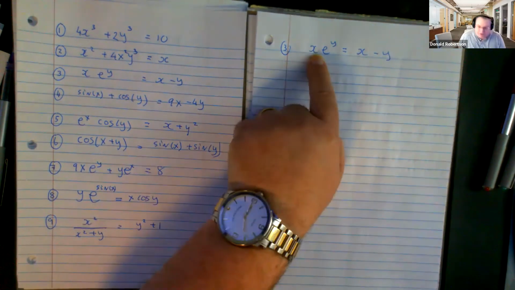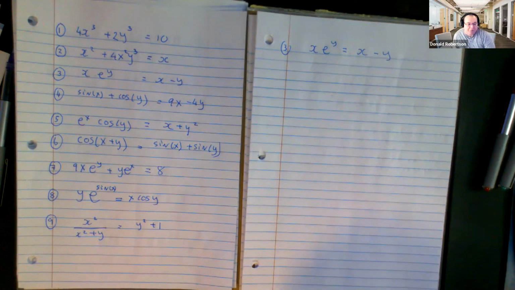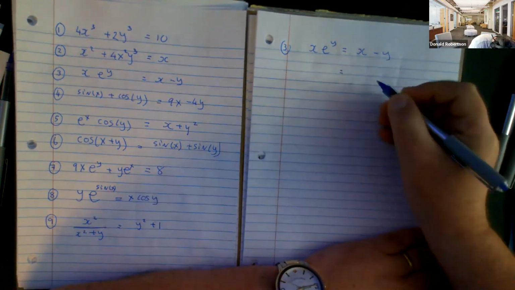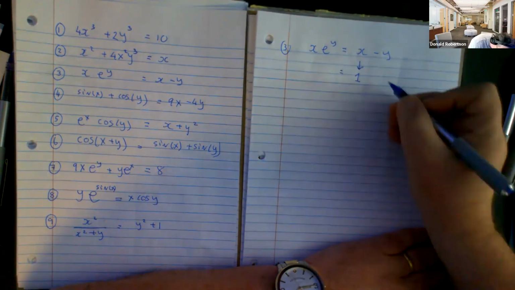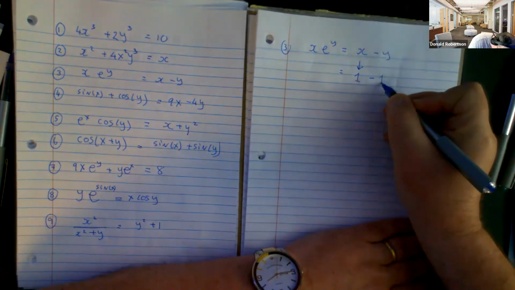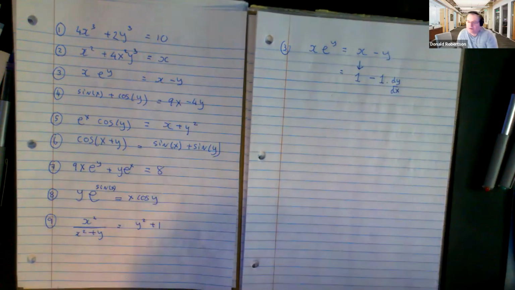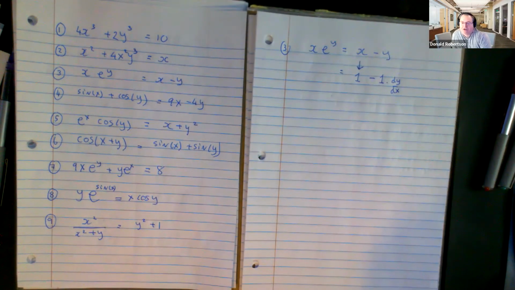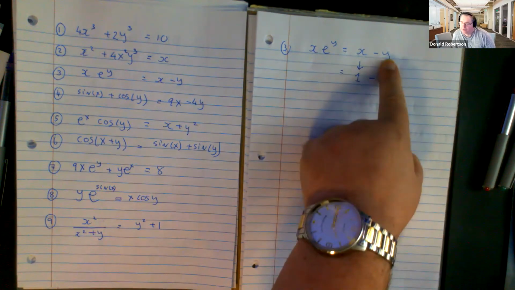Well, we have x e to the y on the left-hand side, and we have x take away y on the right-hand side. This is an implicit expression. And so we're going to differentiate each of the pieces in no particular order. If you differentiate x, you get 1. If you differentiate negative y, you get negative 1 times, remember, anytime you differentiate a y, do what you would normally do as if it was an x, but finish with a times dy by dx. So when you differentiate negative y, you get negative 1 dy by dx. So that seems reasonable.